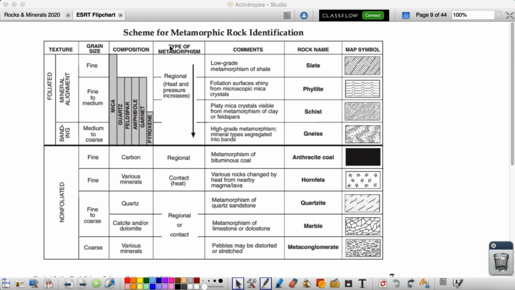Now here we have the fourth column, which is type of metamorphism. Now you're going to notice that the type of metamorphism is divided into two types, regional and contact. All right, those will be explained in a few minutes.